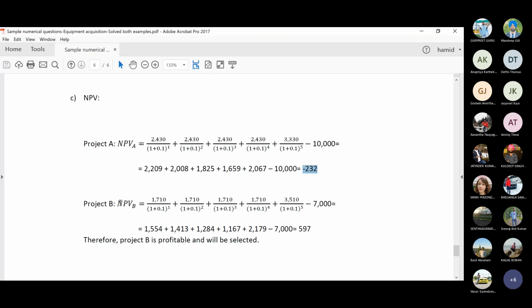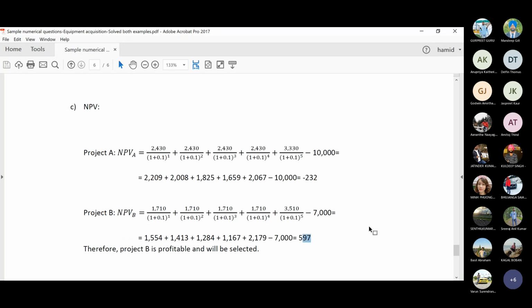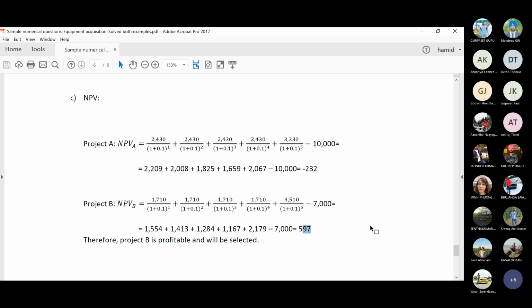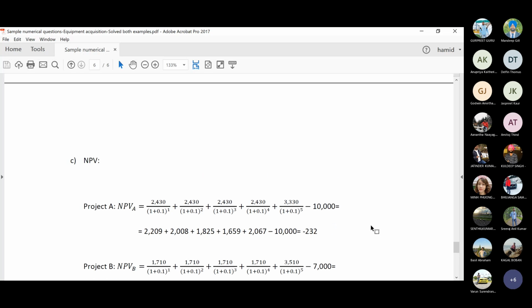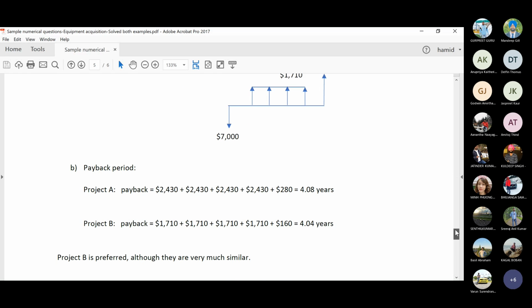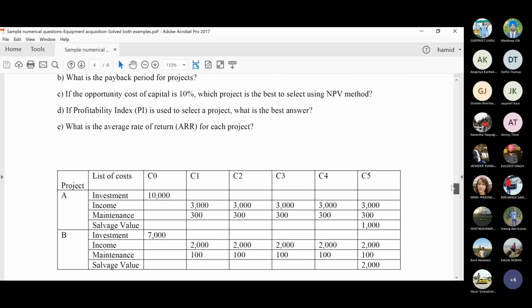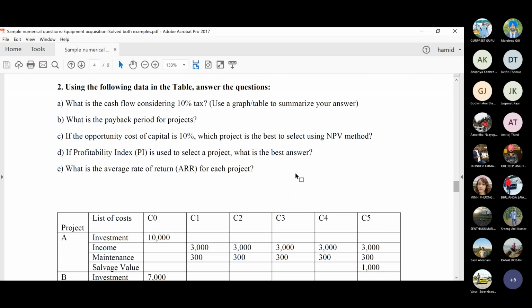And if we calculate the same thing for the second project, we'll see that it will be a positive number. So which one do you prefer in this case? Project B, because it's a positive number. And again, please do practice. I have provided you the solution as well, but please first solve it by yourself and then check it here to see if you can solve the problem correctly.